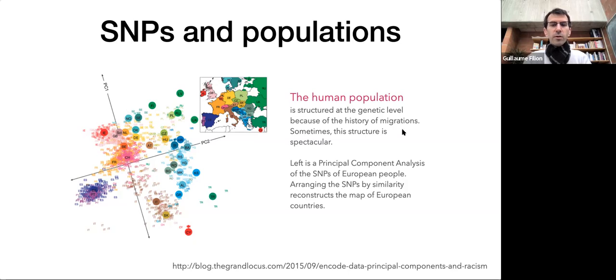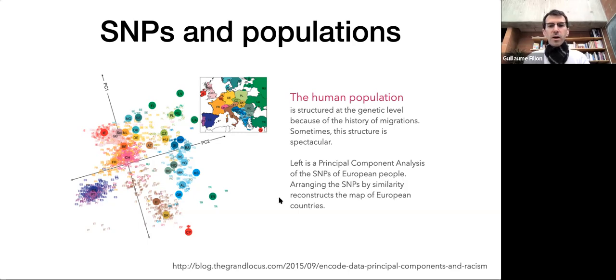Sometimes this structure is spectacular. Okay, so we have this initial pool of variation that's coming mostly from the initial population of Africa, but because people did not move much in the Middle Ages, they just mated with their neighbors, and that created pockets of variation that can be recognized very locally. And what you can see here is a map of Europe represented by the genes. The alleles, sorry. Left is a principal component analysis of the SNPs of European people.